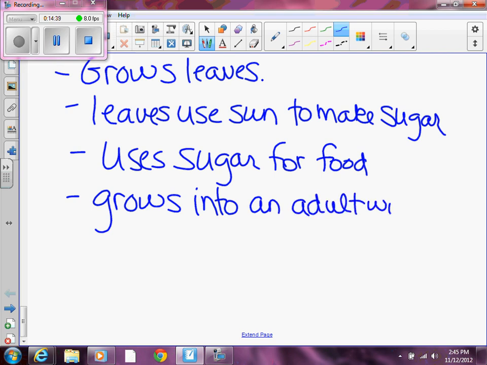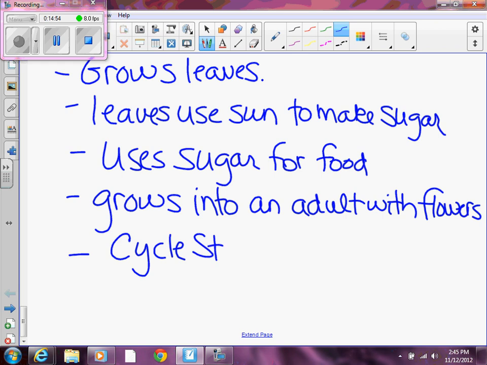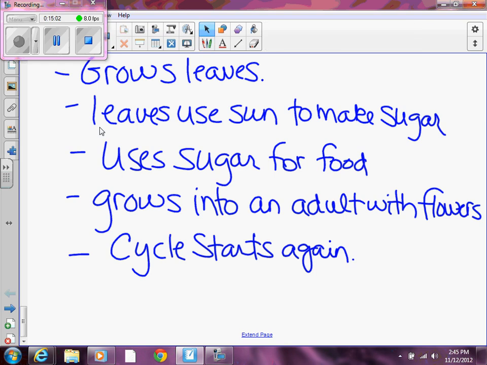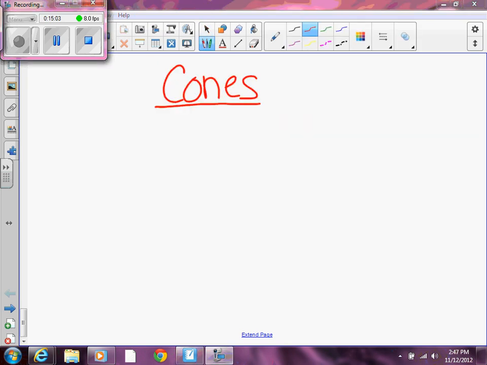Flowers. And then Jordan, what happens next? Right. So the cycle starts again, right? All right. So there we have it. Right? There are what? Two types, right?